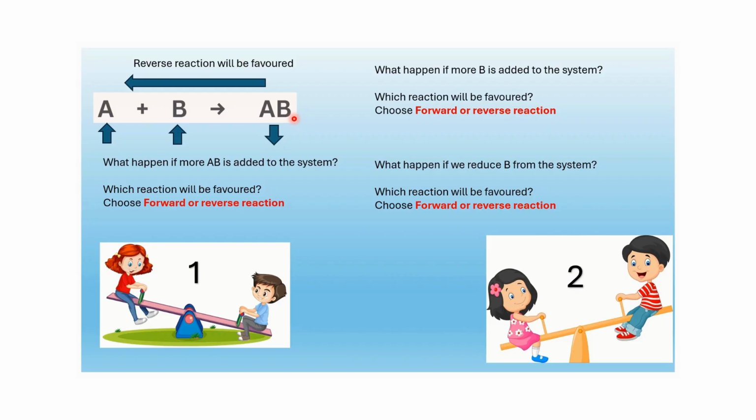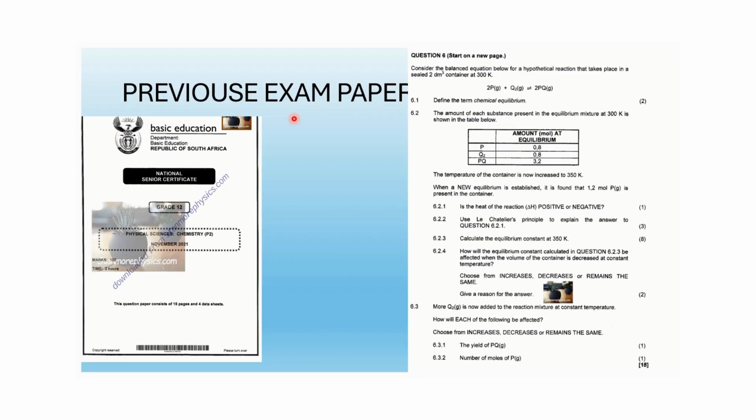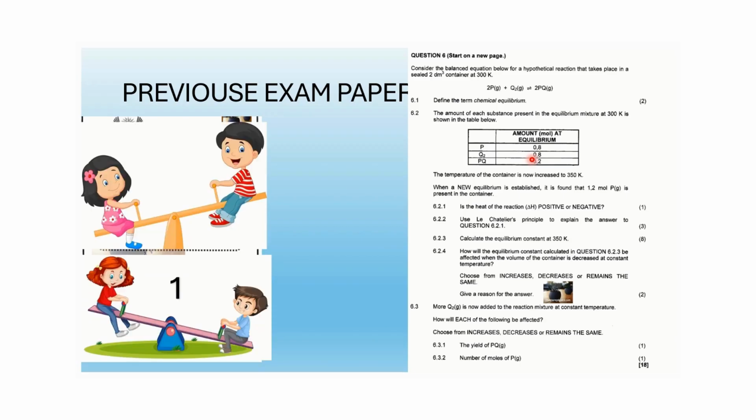So now, ladies and gents, I want us to look at previous exam papers. We are only going to focus on the question that has to do with what we have just talked about. So let's look at this previous question paper. There is the question. We are going to focus on question 6.3 only and ignore the rest of the question. I will also bring the seesaw here so that we can know which seesaw is going to be applicable. So I brought seesaw disturbance number 2 and seesaw disturbance number 1.